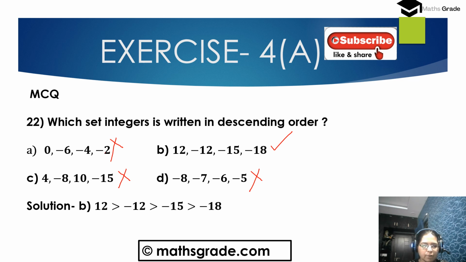12 is greater than minus 12 is greater than minus 15 is greater than minus 18. 12 is the greatest positive integer and minus 18 is the smallest negative integer in this set of integers. So this option is the set of integers written in descending order.